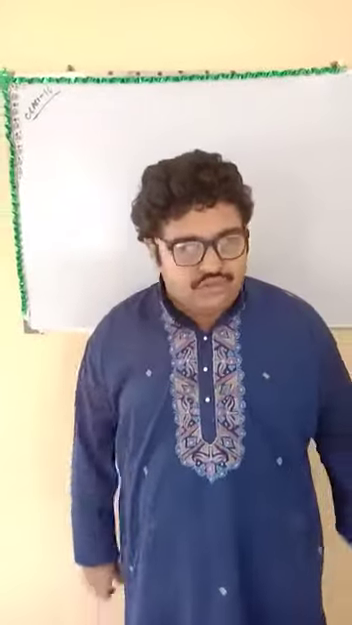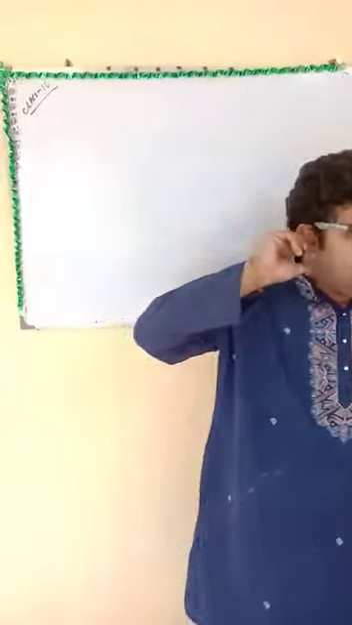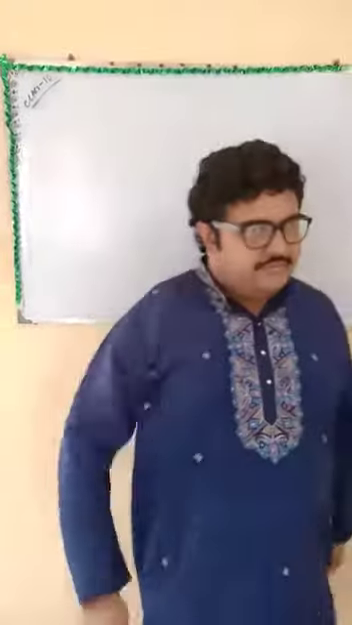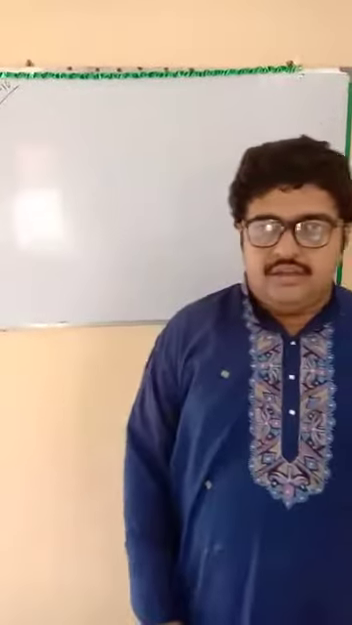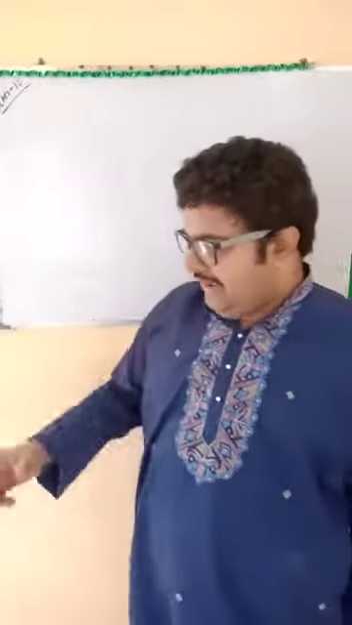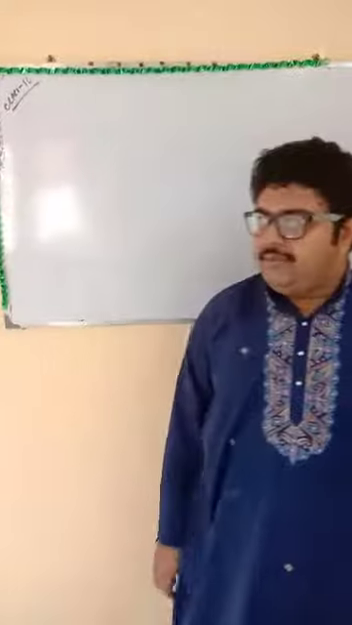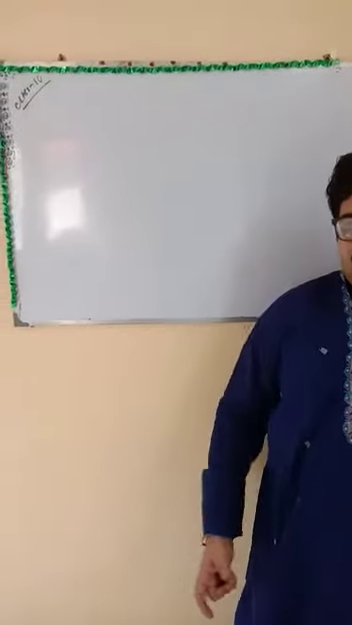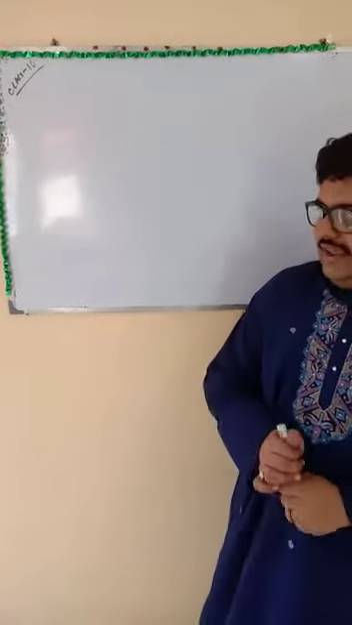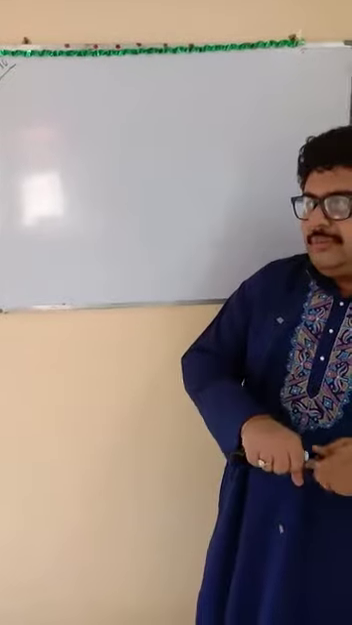Now what is a photochemical reaction? A chemical reaction which involves the factor of light. That means the reaction will take place only in the presence of light, and it is known as a photochemical reaction. Now coming to the examples of photochemical reaction, very simple.